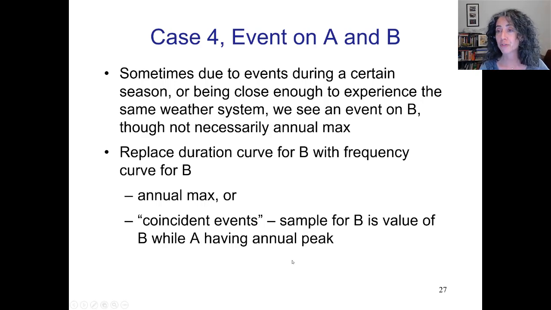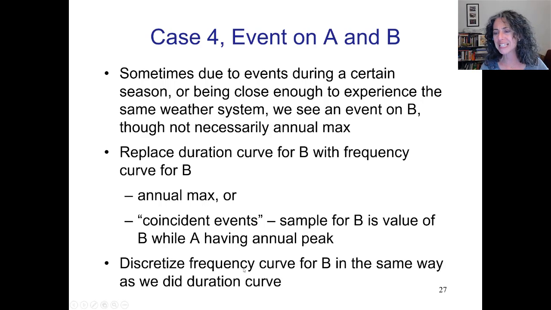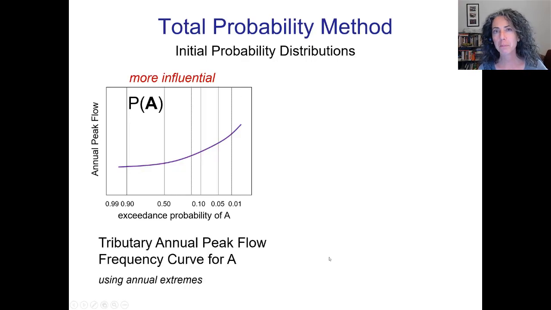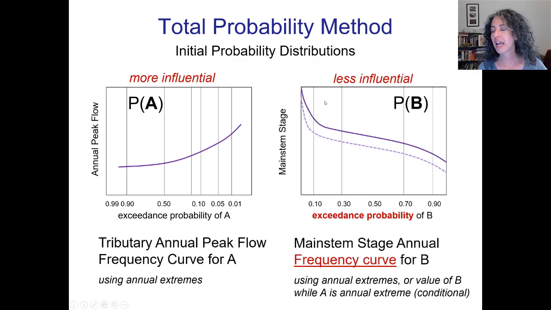Okay, so for case 4, we're going to use that frequency curve, one or the other of those frequency curves, in place of the duration curve, right? We're going to discretize the frequency curve for B in the same way that we discretized the duration curve, right? So now our inputs are going to be our flow frequency curve for A, the tributary flow, and it's going to be a flow frequency curve for B, but that we're using in the same way that we use the daily duration curve. So the difference is going to be in the magnitude of the probabilities.